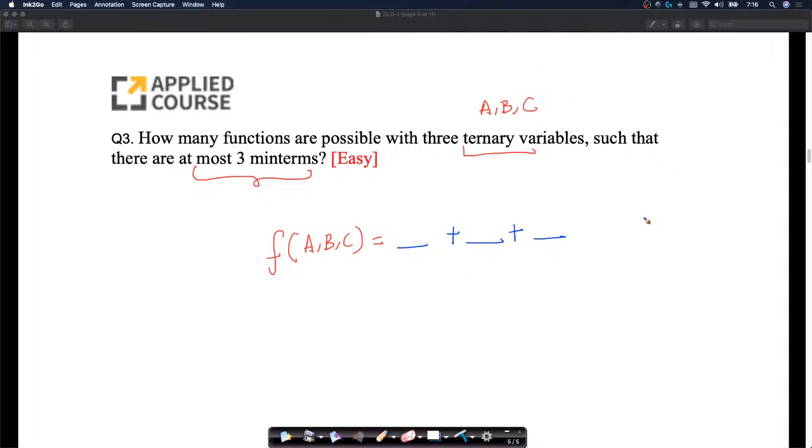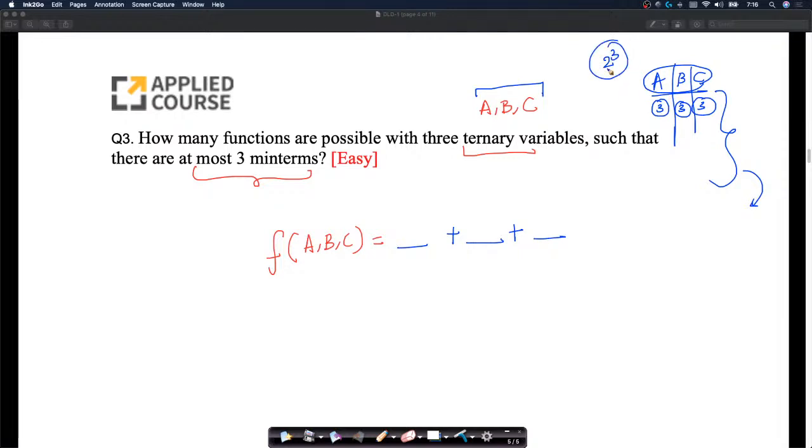Okay, so let's go into this. So first, given A, B, C, right? So you have 3 variables, A, B, C. Each variable can take 3 values. This can take 3 values, this can take 3 values, this can take 3 values. So how many minterms are possible first? Because you have 3 variables, how many minterms are possible? Imagine if they were binary, you can have only 2 power 3 minterms. But these are actually ternary, which means you have 3 power 3. So 3 into 3 into 3, which is 27 possible minterms here.